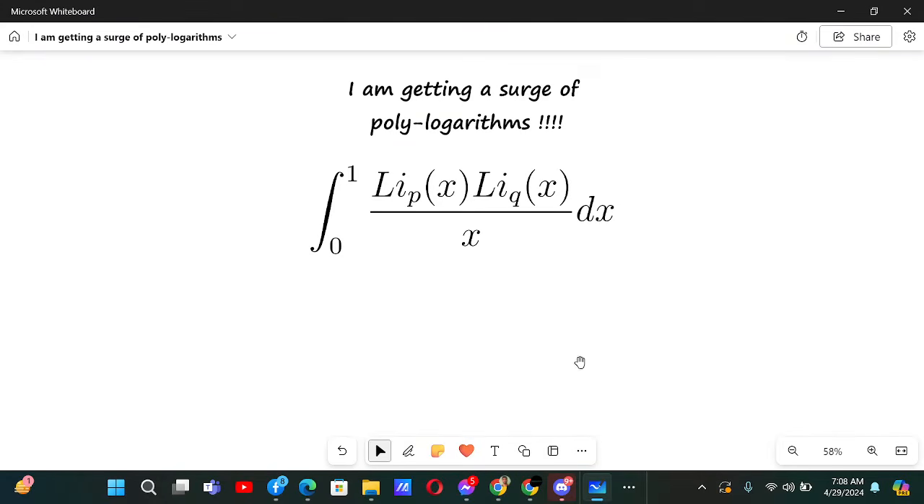I'm getting a series of polylogarithms. So here's an integral from 0 to 1 of polylogarithm base p of x, polylogarithm base q of x, divided by x dx. So how do we solve this integral?